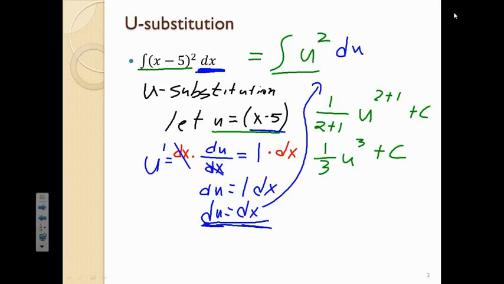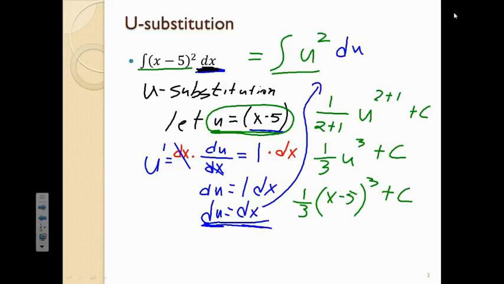Now again, in the original problem, we were asked to solve this in terms of x, not u. So the last step is to substitute back in what u to the third is equal to. We can keep the third power there. We know what u is equal to. We defined it right here. So we now just simply substitute back in the x minus 5 in place of u, and we get 1/3 (x minus 5) to the third plus c.